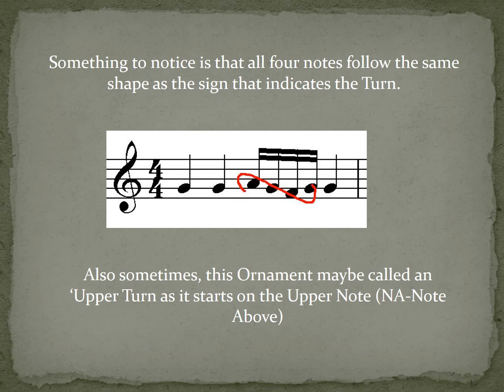Now you will also notice that the notes themselves follow the same shape as the sign that indicates the turn. You can see I've written over the top the sign, and that will also help you. It's also sometimes that this ornament may be called an upper turn, as it starts on the upper note, in other words, the note that's above the written note.